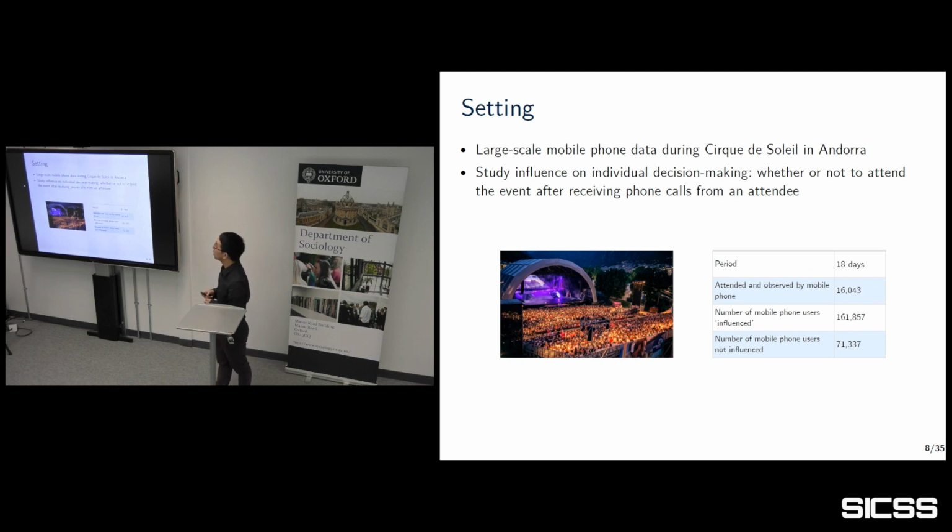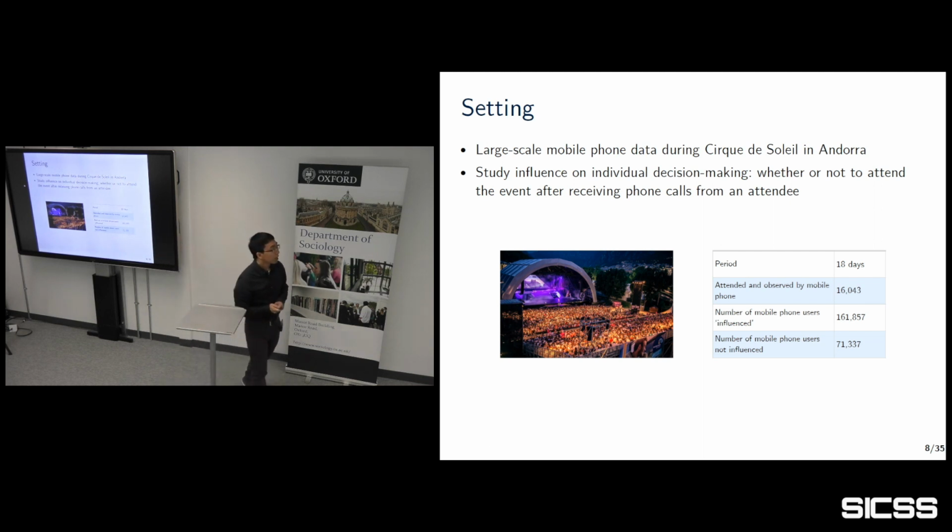We looked at a particular data set, which is a mobile phone data set collected during an international event called Cirque du Soleil. It's a performance event in many countries. This one is in Andorra in Europe. It took place every July, I think, and lasts for the whole month. So we try to ask how social influence can play a role in individual decision making, in the sense that whether or not to attend this event is likely to be affected by the fact that you receive a phone call from an attendee, or maybe somebody who has been contacted by the attendee.